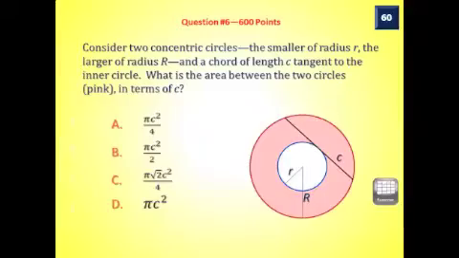So we have a picture here of two concentric circles, the smaller of radius lowercase r and the larger of radius capital R. And there's a chord of length c that's tangent to the inner circle, like we've drawn there. And what we want to know is what is the area between the two circles, the pink area, in terms of c. Is it A, pi c squared over 4, B, pi c squared over 2, C, pi times the square root of 2 times c squared over 4, or pi c squared?